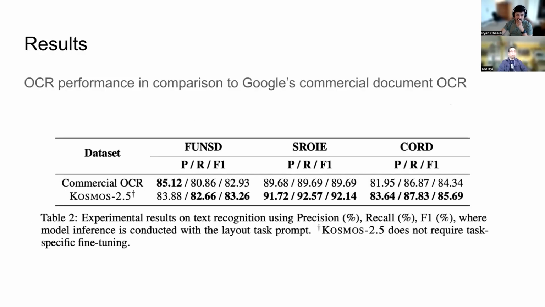So one of the things that they did is they compared this against Google's commercial document OCR. They passed these documents through Google's OCR API, and then they said, how does Cosmos do in comparison to that? They compared it against a few standard benchmark data sets, and they showed that even though this model is kind of taught for OCR, it's not explicitly an OCR model. It's more of a multimodal LLM.